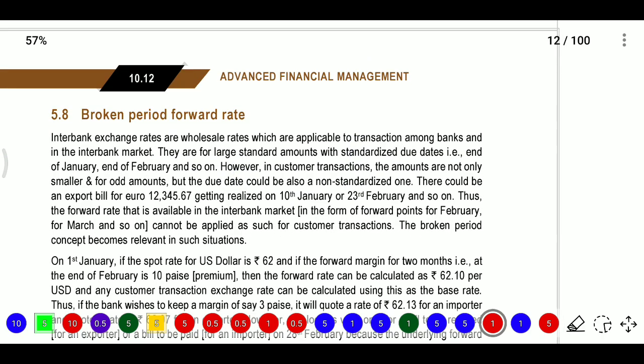So, broken period forward rate. Interbank exchange rates are wholesale rates, which are applicable to transactions among banks in the interbank market. These are large standard amounts with standardized due dates, such as the end of January and the end of February. However, customer transaction amounts are not only smaller or for odd amounts, but the due date could also be non-standardized.